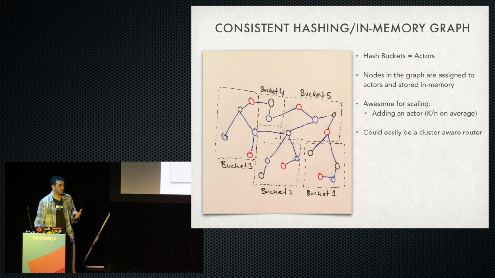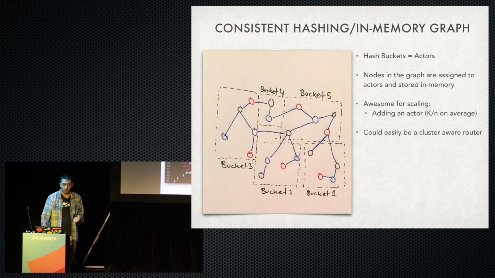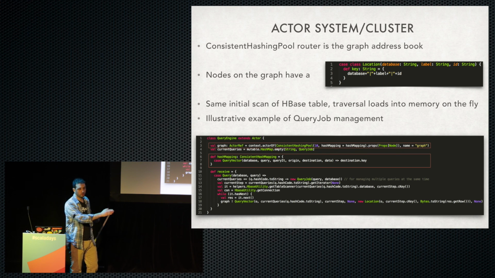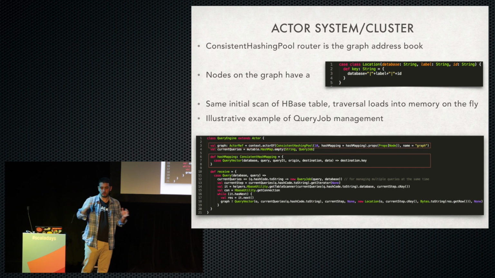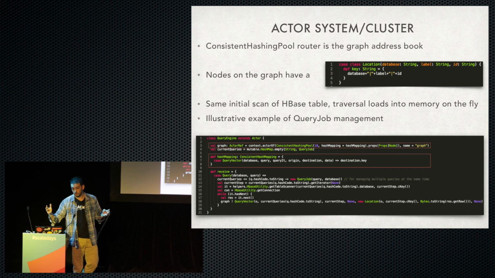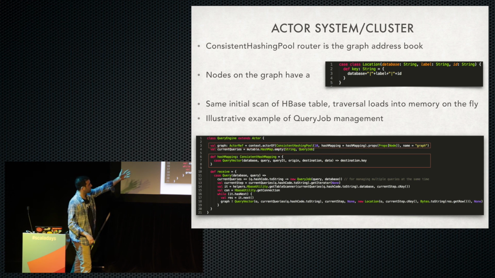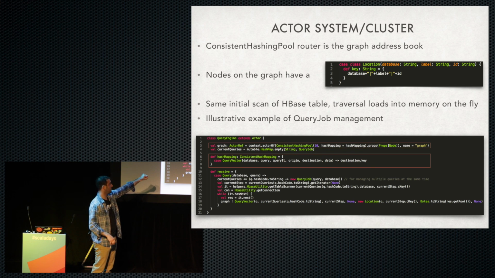And of course, this router could easily be a cluster-aware router, because that's natively implemented within Akka. So if you think about it, the consistent hashing pool is sort of the graph address book. Through that algorithm, we know exactly where the nodes are stored on different actors across the cluster, or across whatever servers you may have. Nodes on the graph have a location. It's a very simplistic one. It's just a bunch of strings that are concatenated together.